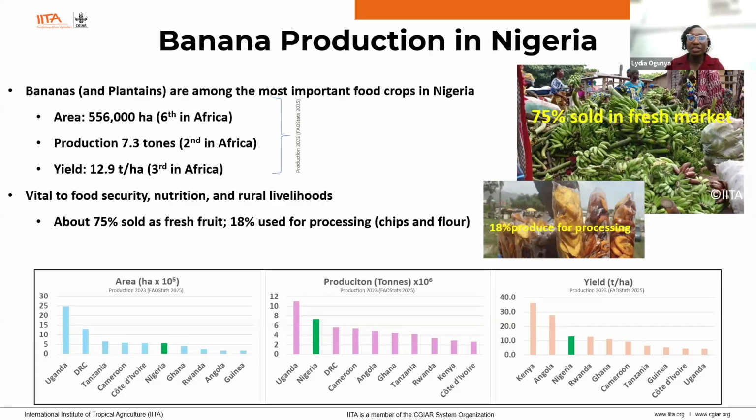Now, bananas are versatile when it comes to consumption. About 75% of the bananas sold are as fresh fruits. And then we also have value addition processes that go on with banana. 18% are used as chips, which is a snack in Nigeria. And then we also have bananas used as flour.